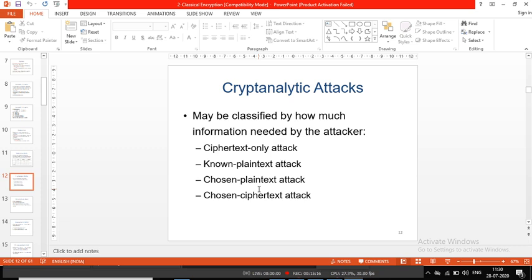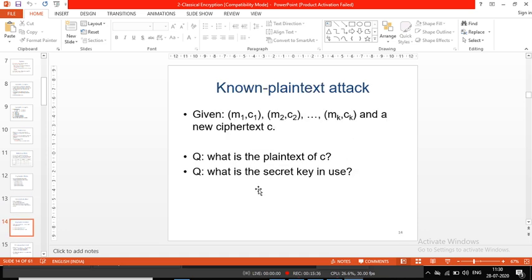Ciphertext only attack means he gets only the ciphertext, that is the converted data. By using that converted data, he wants to know the original data. He will try all the possibilities to convert the ciphertext. That is a ciphertext only attack. The second one is the known plaintext attack. Our data will not be moved as a stream, moved as a continuous one.